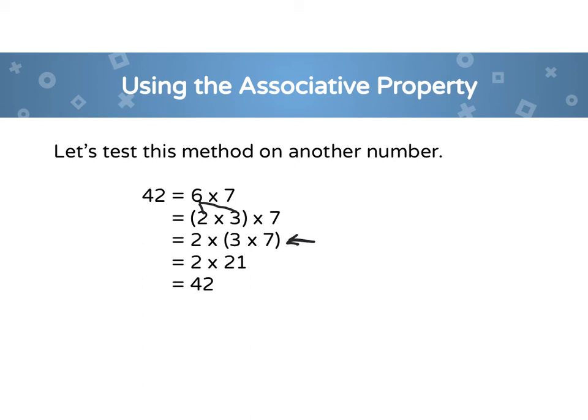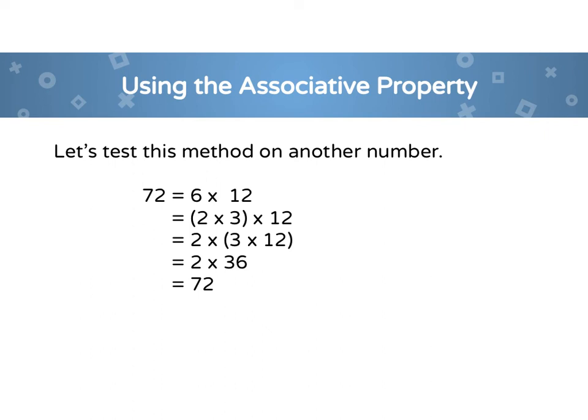So here we have 3 times 7 times 2. Well, we know that 3 times 7 is 21. So here we can say that 2 is a factor, 3 is a factor, 7 is a factor, and 21 is a factor of the number 42. Those are factors of 42. So we're just using the associative property to find the factors of a number.